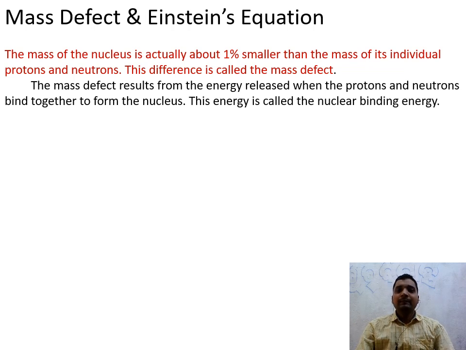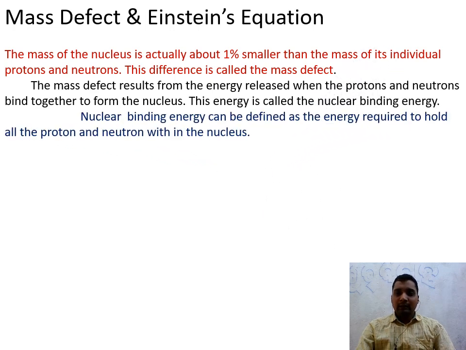That energy which binds the protons and neutrons inside the nucleus with a very strong bond is called nuclear binding energy. That means mass is changing into energy. So what is nuclear binding energy? Nuclear binding energy is defined as the energy required to hold all the protons and neutrons within the nucleus. The amount of energy because of which protons and neutrons remain inside the nucleus, against the force of attraction and nuclear force, is called nuclear binding energy.